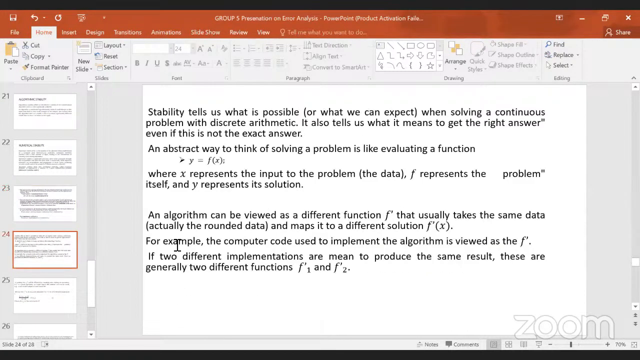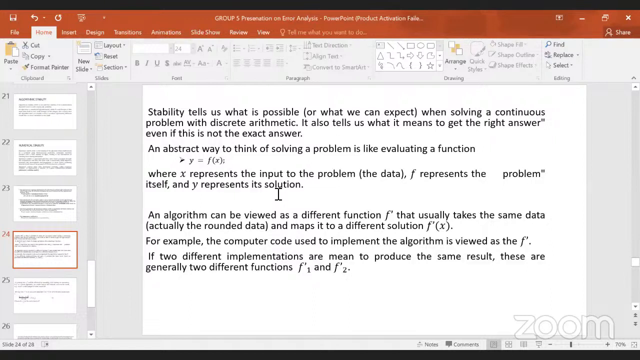Okay. Now, stability tells us what is possible or what we can expect when solving a continuous problem with discrete arithmetic. It also tells us what it means to get the right answer, even if it is not the exact answer. An abstract way to think of solving a problem is like evaluating a function y equals f of x, where x represents the input to the problem, f represents the problem itself, and y represents its solution.